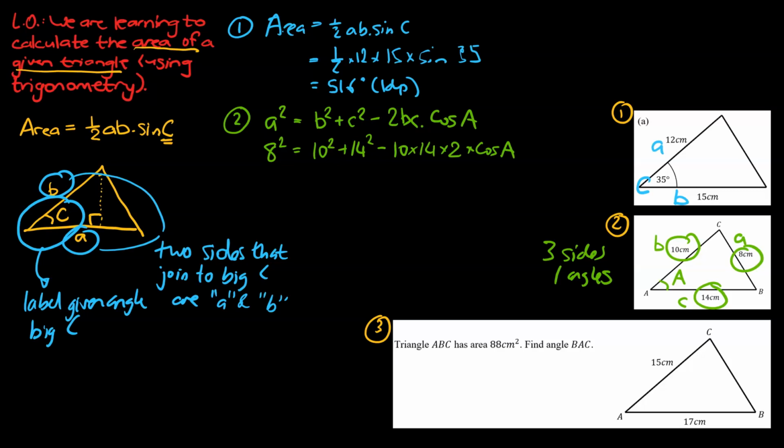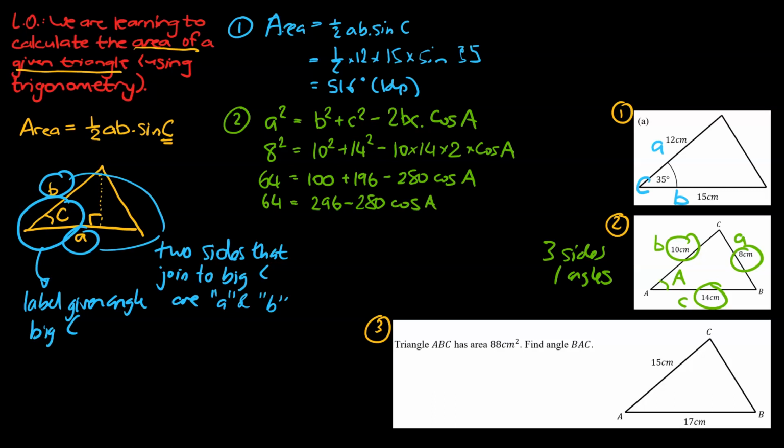From there, we can go ahead and calculate all the square numbers. So 8 squared is going to be equal to 64. 10 squared is 100. 14 times 14, I'm just doing that on my calculator now, that there is 196. And then we're going to go 10 times 14, which is 140, times that by 2, which is 280 of cos big A. We're then going to add all of these together. So 64 will be equal to 296 minus 280 cos big A.